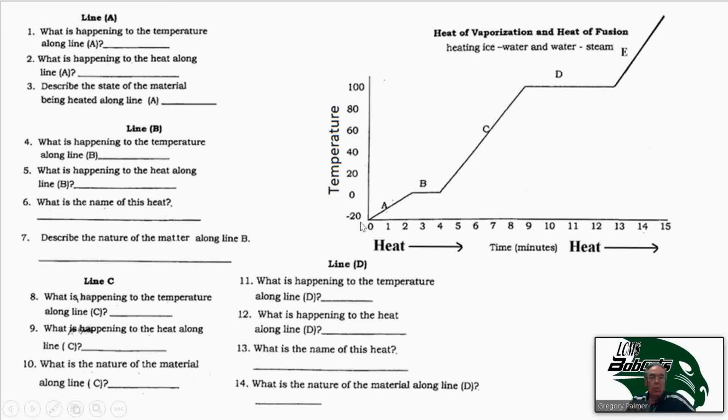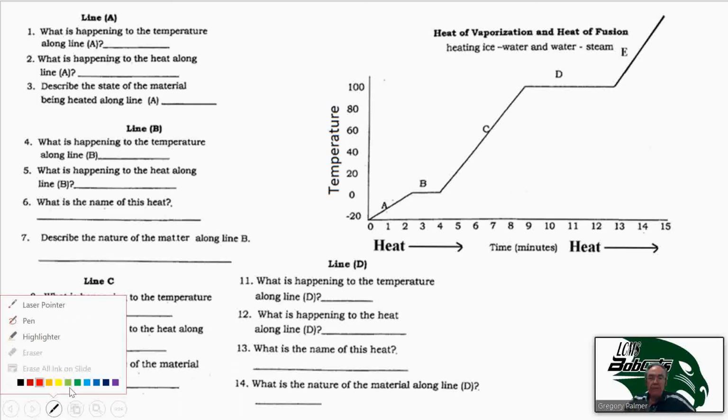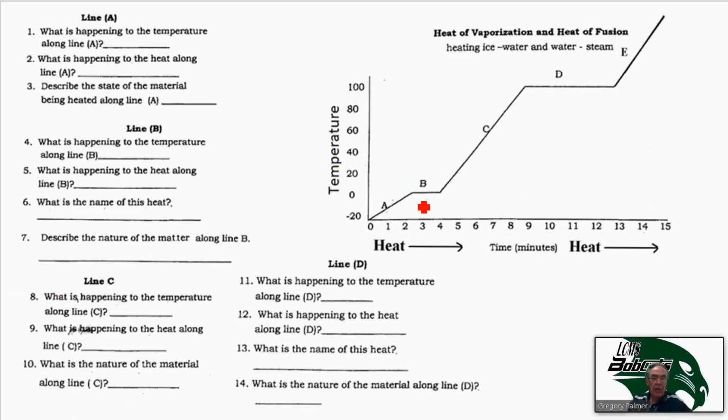So whenever you're asked graphing questions, you always need to be very careful to look at what's plotted on the different axes. On the x-axis is heat, and on the y-axis in this graph is temperature. Now, if they ask you a question about temperature, along line A, the temperature starts right here and it ends here. This is the temperature segment of line A.